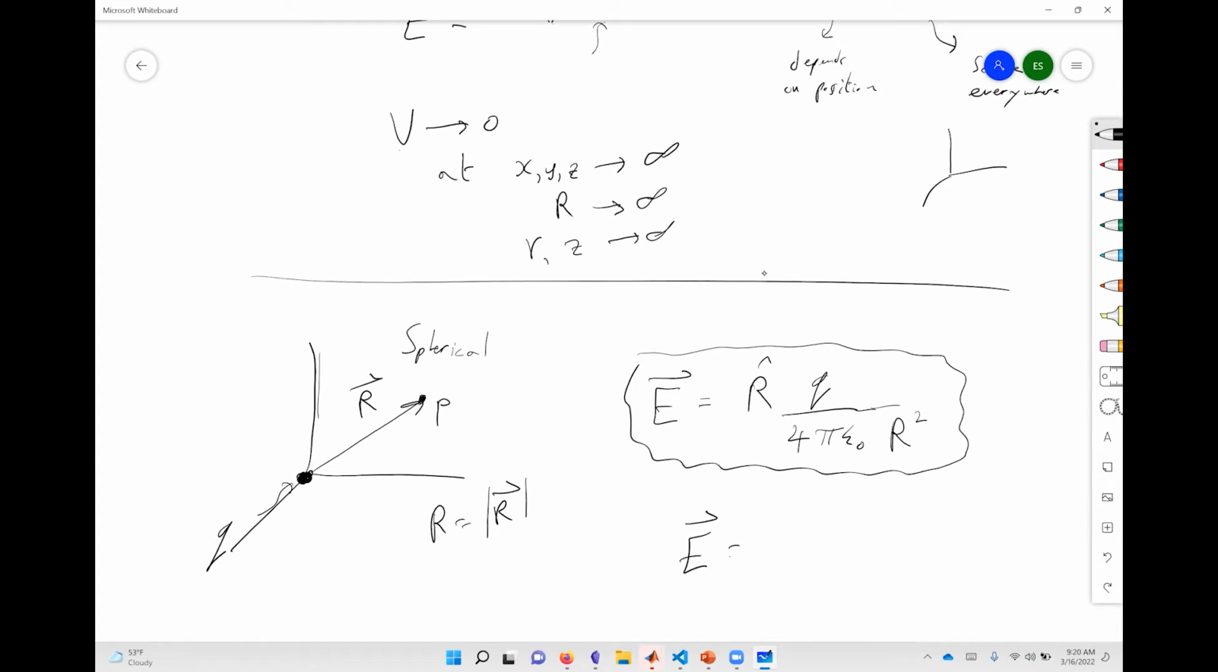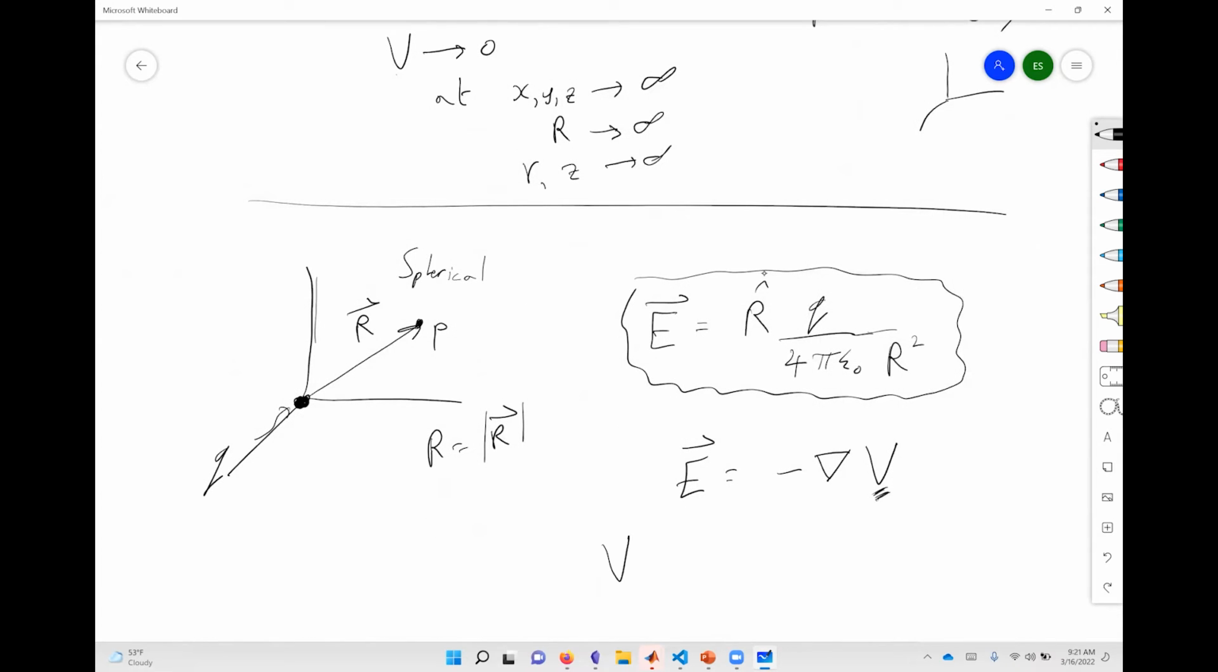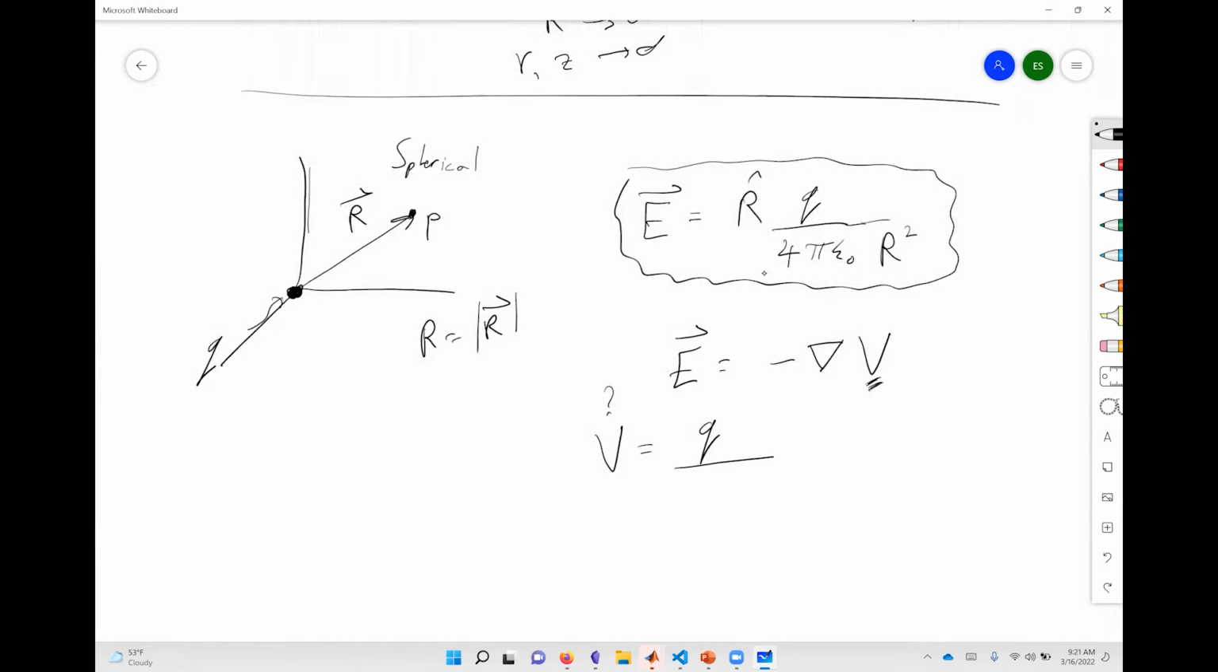But we're saying we can write this as minus the gradient of some scalar field. Can we figure out what the scalar field would be, again in the same spherical coordinates? Well, I'm going to tell you this field is, from inspection, going to be V equals Q over 4 pi epsilon naught r. And notice this is no longer a vector, this is just a scalar quantity. So it only depends on the distance of the point from the origin. That's it.